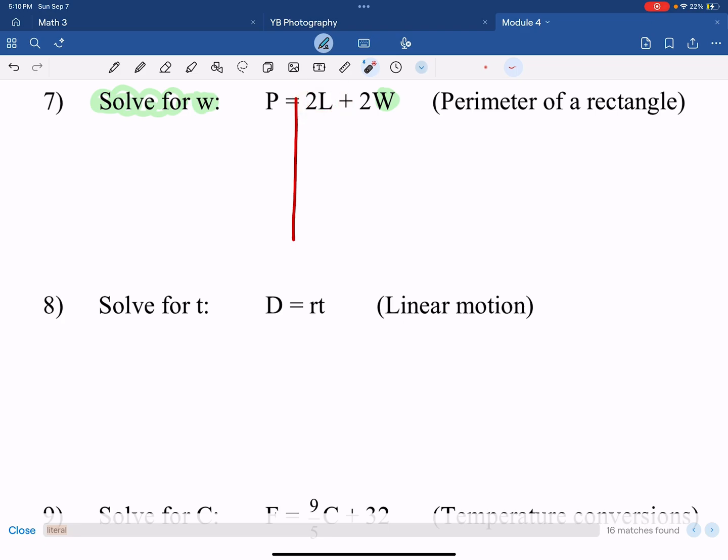I want to get rid of the term first so that I'm not having to divide the 2 by all terms. So in order to get rid of the term 2L, since that 2L is being added to the 2W, I can get rid of the 2L or move it to the other side by subtracting 2L on both sides. Okay, 2L minus 2L is a 0 pair, so those can cancel. After that, I am left with P minus 2L equals 2W.